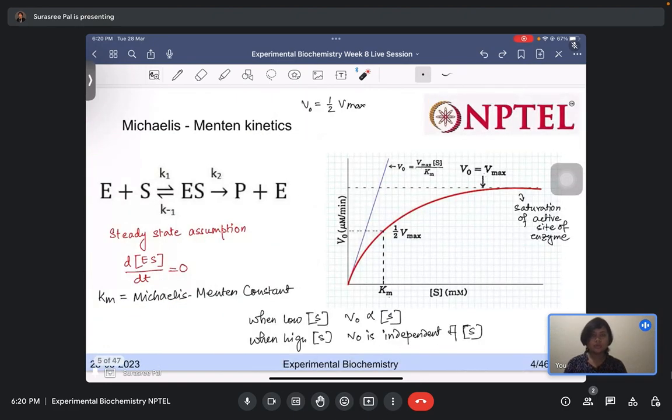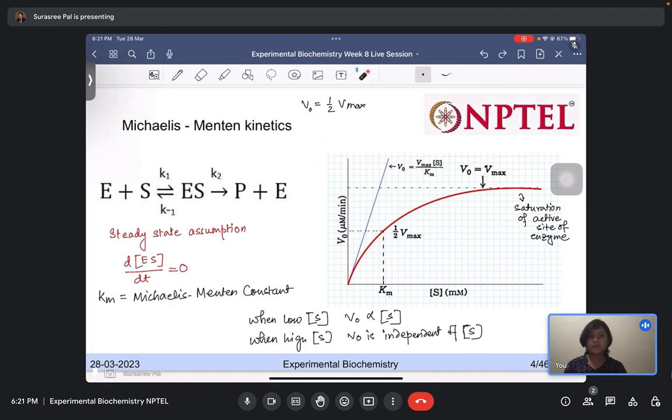Now coming to the catalysis activity of the enzymes. While we are discussing the catalysis activity, we will first discuss the Michaelis Menten kinetics. So what does the enzyme do? The enzyme converts the substrate to product, right?